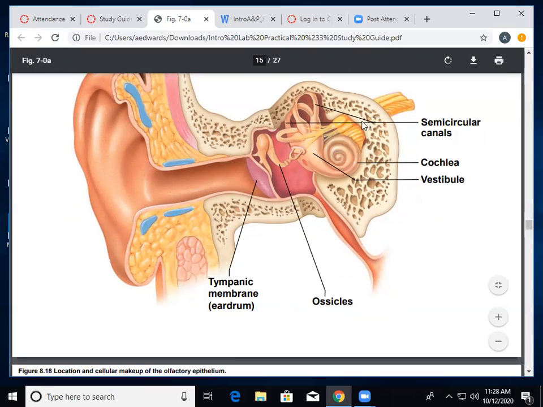You don't really need to know the name of that nerve, but basically, here's another cranial nerve going to the brain. So you're taking sound waves, converting them into electrical signals that are perceived by nerves. So that's hearing.